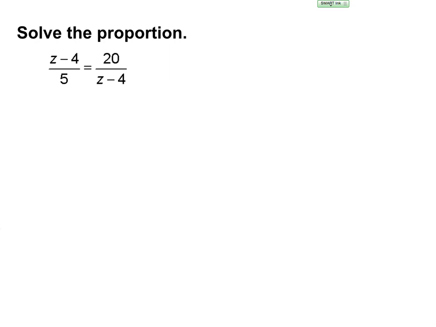Do your foiling, multiply the z plus minus 4's together. So you only have half of it. You just did the product of the extremes. You need to have equals 5 times 20. You don't need to have that one.